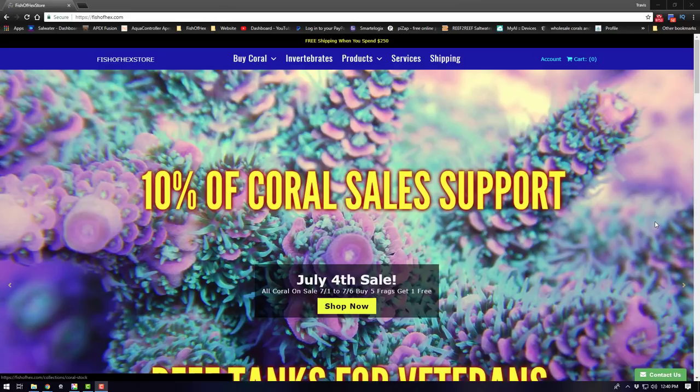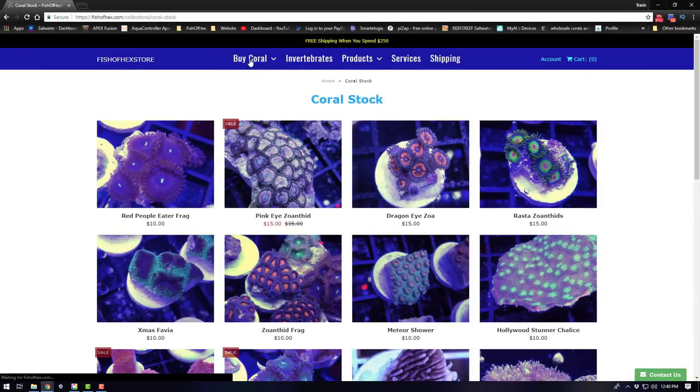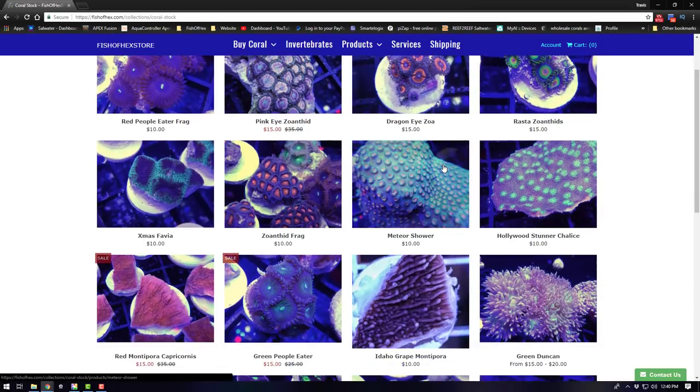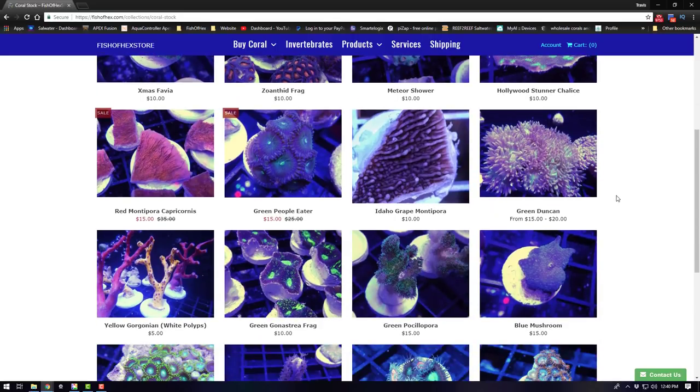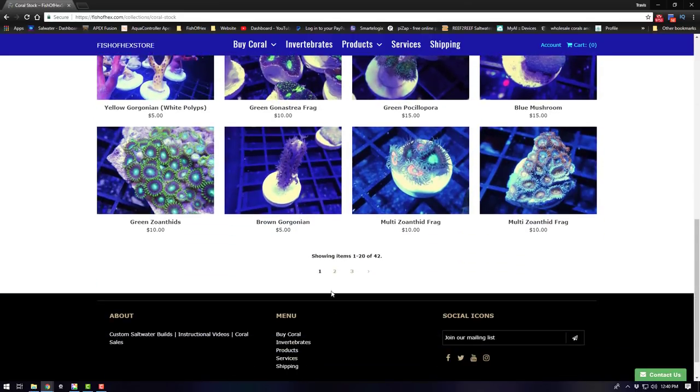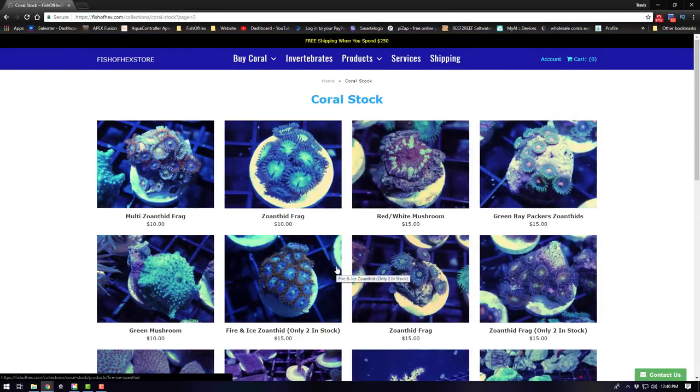Now, the real reason behind this sale is to pretty much give those of you who couldn't make it to Reefapalooza the opportunity to actually buy coral at that reduced price that I had at the show. So I went ahead and dropped the prices by at least $5 to $10 on every piece of coral that I have here on the website, as well as I threw in the buy 5 frags, get one free.